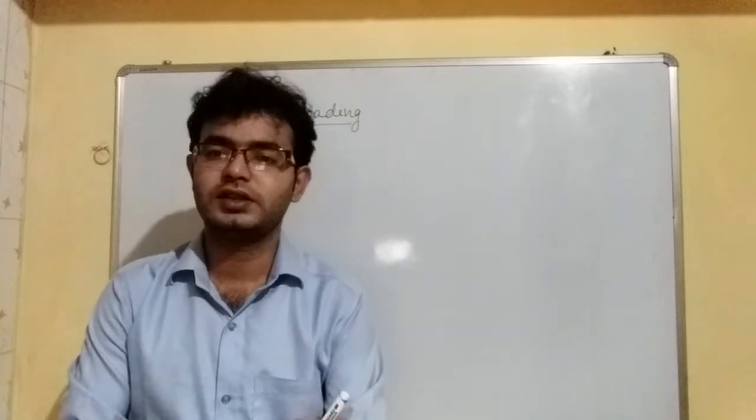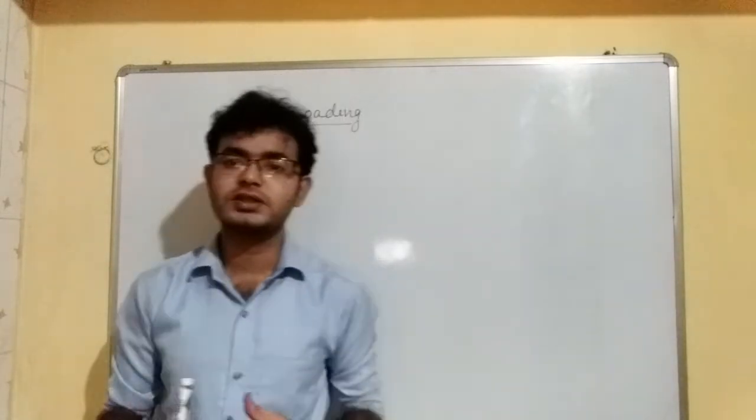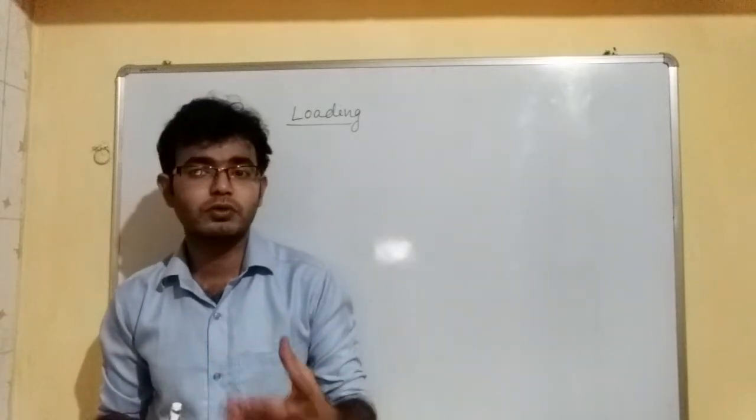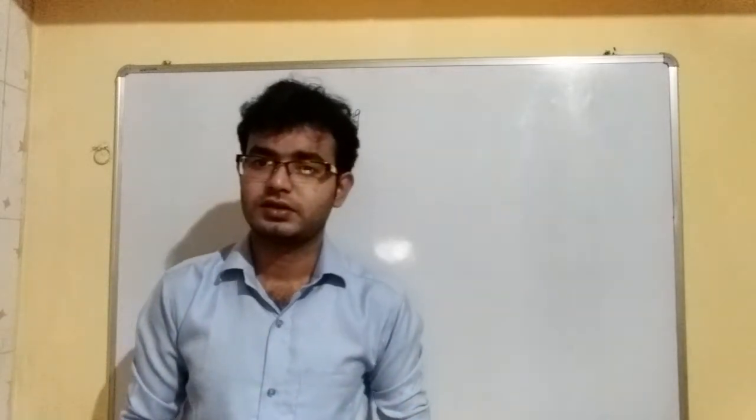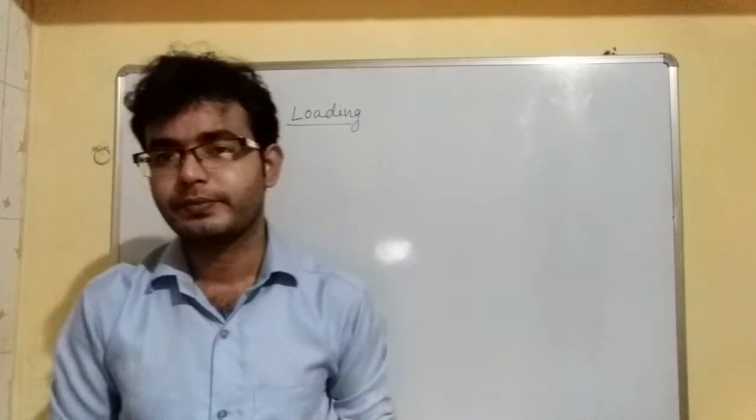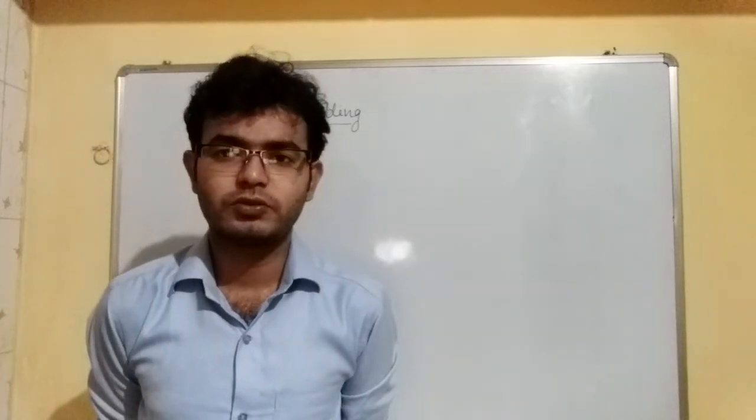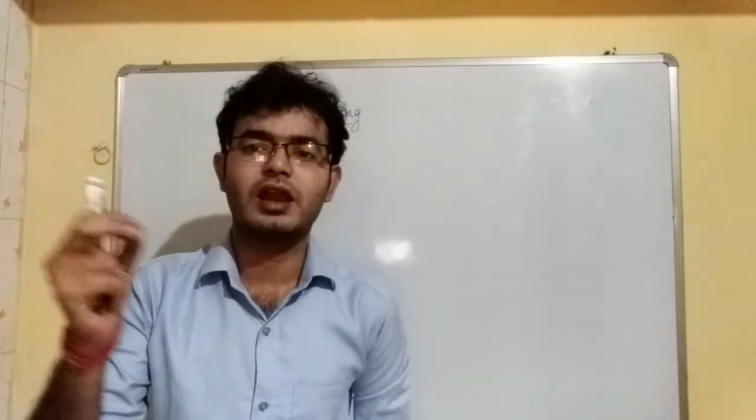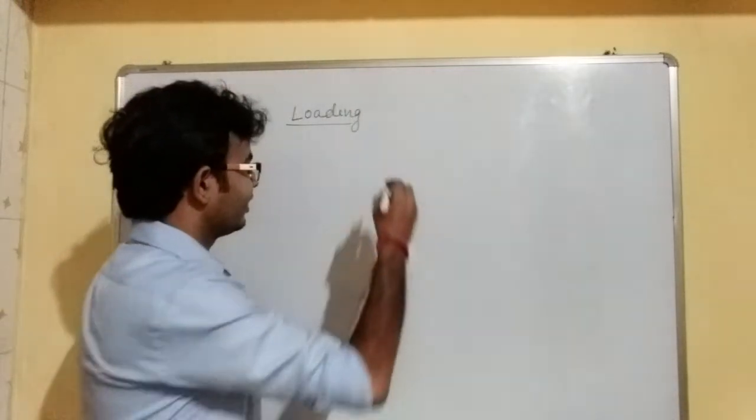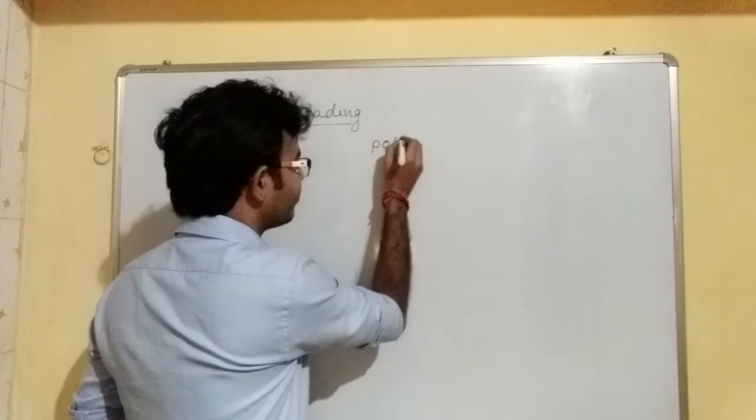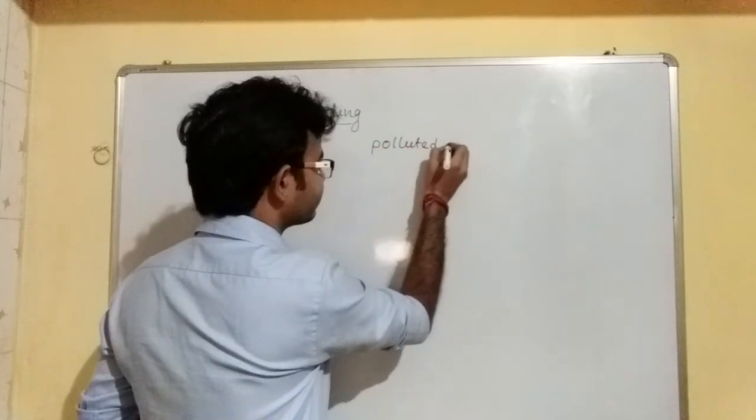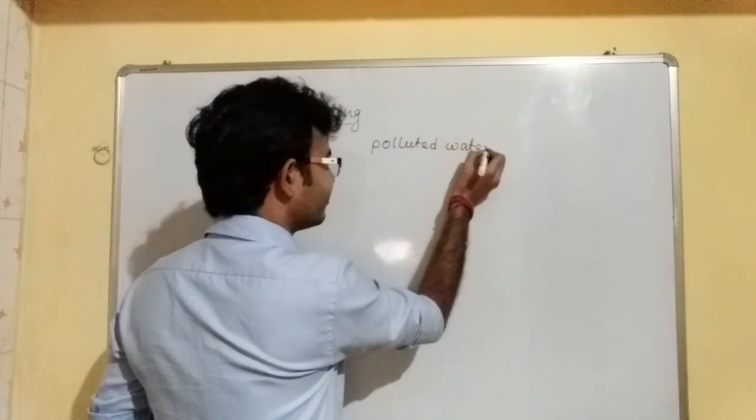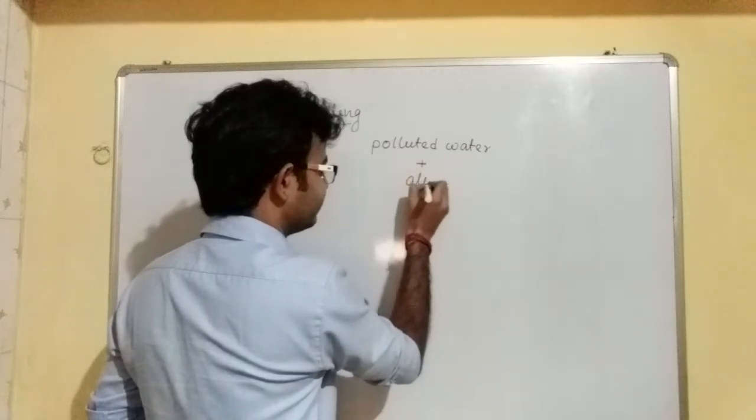What is done in this method? Remember, this method is used to remove the suspended impurities from water. In this method, what do we have to do? In polluted water we have to add alum.